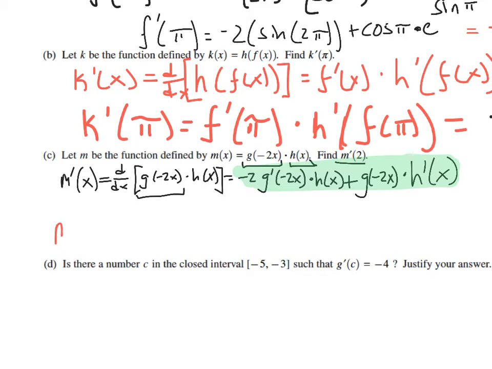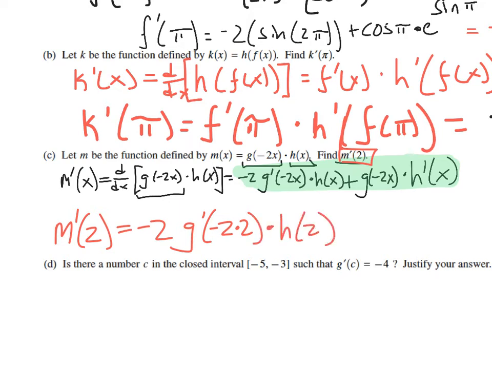So now we want m prime of 2. That was our ultimate goal, right over here. That's the question. So all we're going to do is take that highlighted thing there, and we're going to plug in 2. So negative 2 times 2, plugging in 2 for x there, times h of 2. You got to keep track of your work here, or you're going to go crazy real fast if you're not already there. Times h prime of 2.